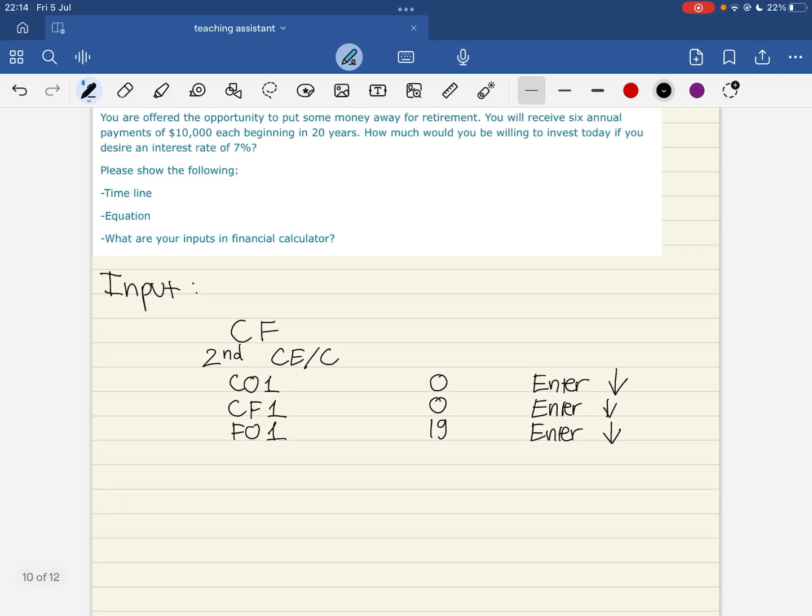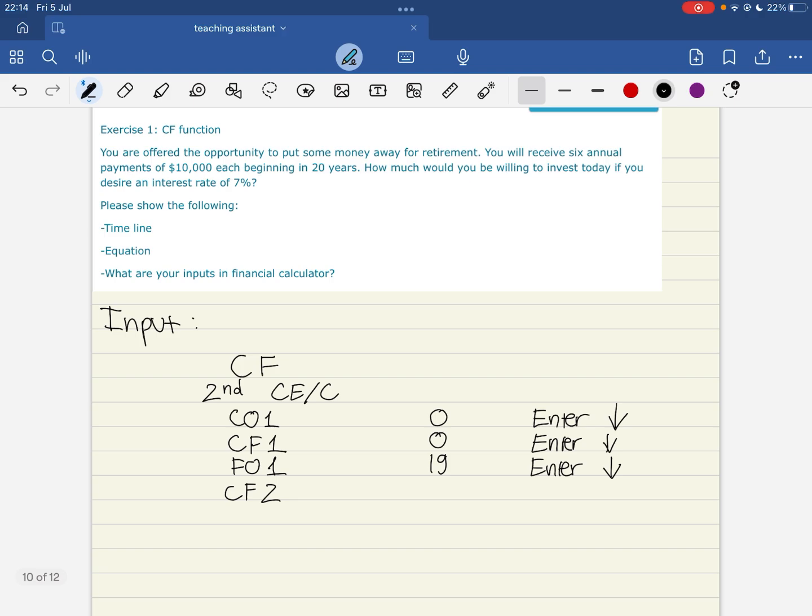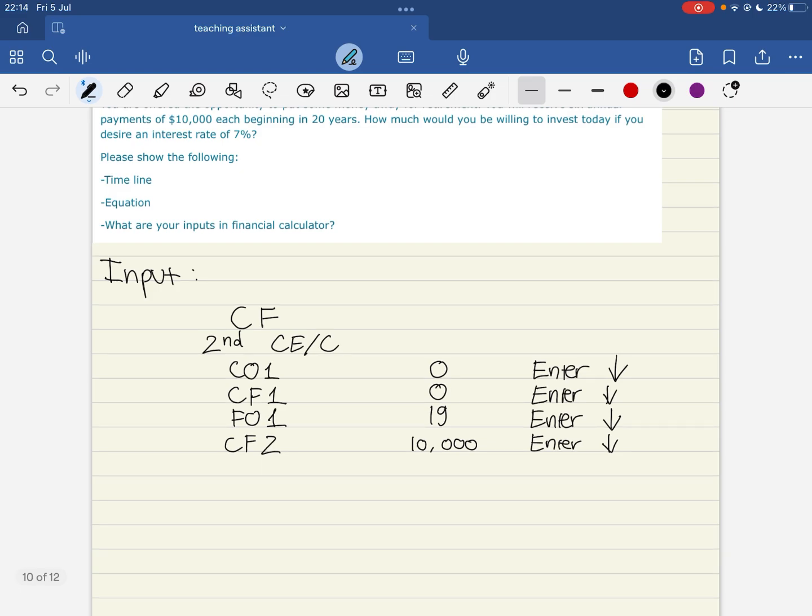How about CF2? Cash flow number 2 is equal to $10,000. Why? Because after 19 years, we finally receive something, right? So we press 10,000, Enter and go down. And because we will receive this payment 6 times in a row, the frequency of it will be equal to 6. We enter.